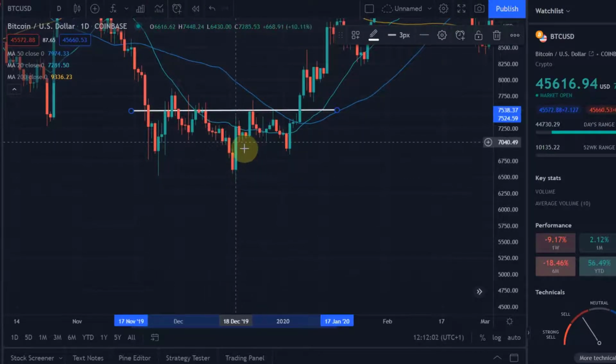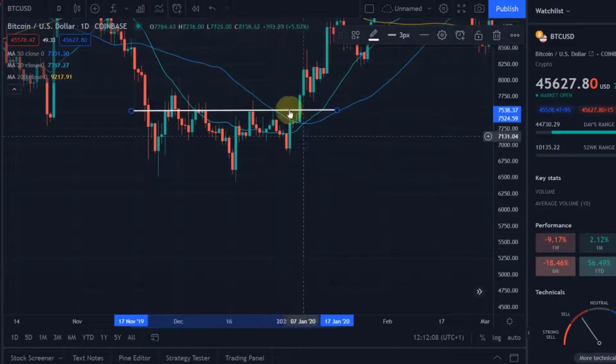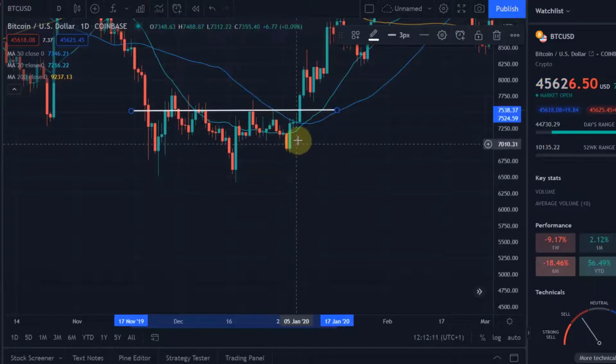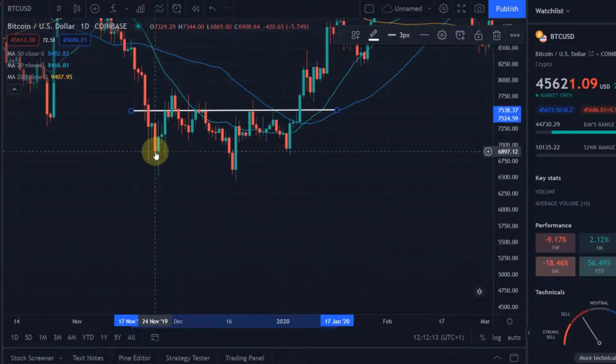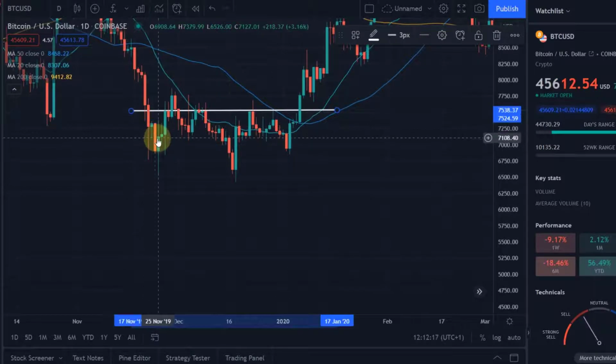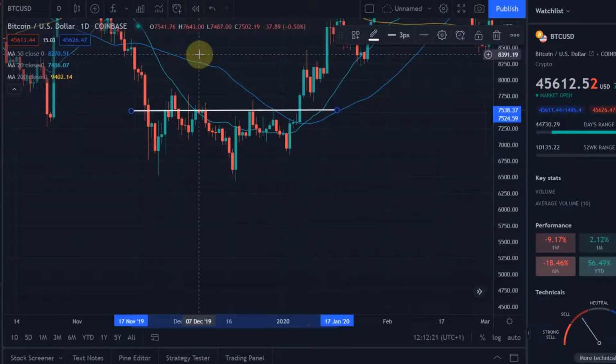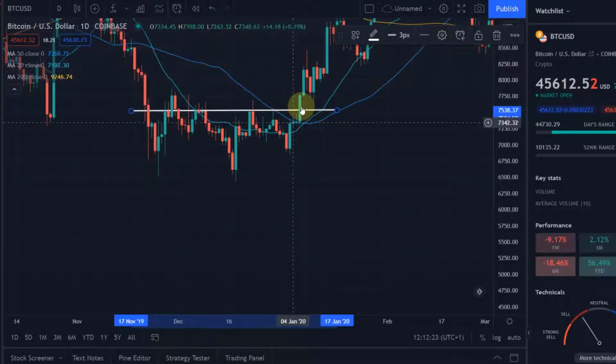That's the head, which is always either a high in the head and shoulders or a low in the inverse head and shoulders, and then another higher low, which is the other shoulder. So you have a low, a lower low, and a higher low. Yeah, that's pretty much the best way to describe it. Then we've got a neckline.